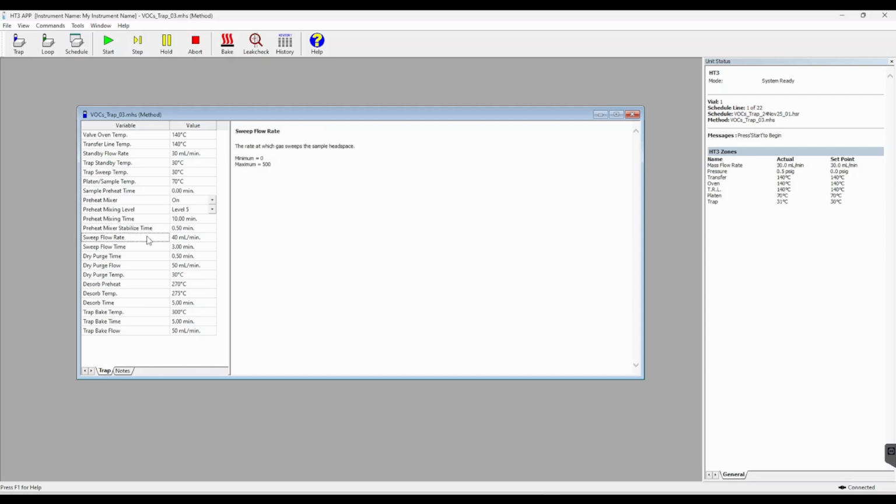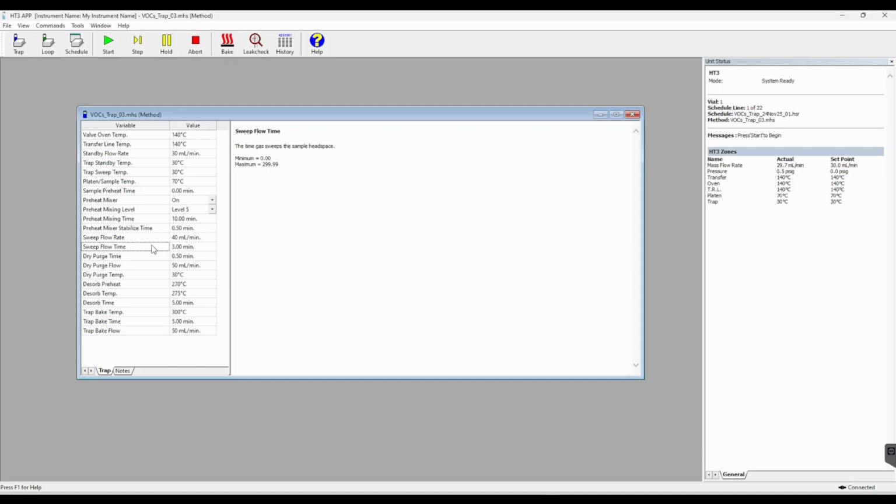Sweep flow rate. This is the rate at which gas sweeps the sample headspace. The optimal settings for this parameter are application dependent. Sweeping too fast can limit the efficiency of the absorbent trap, but sweeping too slowly will increase the time needed to effectively sweep the analytes from the sample matrix. Most applications will have a sweep rate of around 50 to 150 ml per minute.